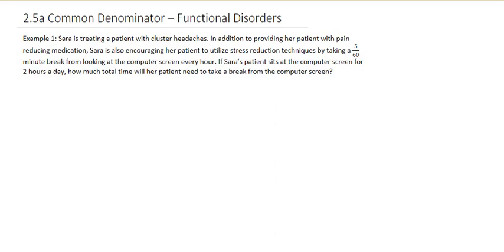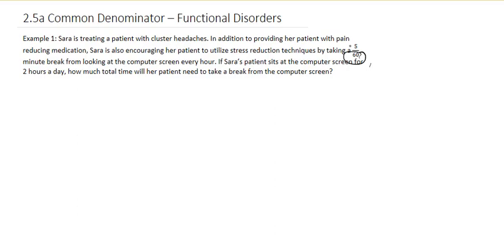So, when answering this question, we first want to look at the fraction to determine what it's asking us. So this fraction is telling us the bottom number is the whole amount of minutes found in an hour. So that's the 60. Then the top number, the 5, is telling us how many minutes that Sarah needs to take a break from the computer screen.